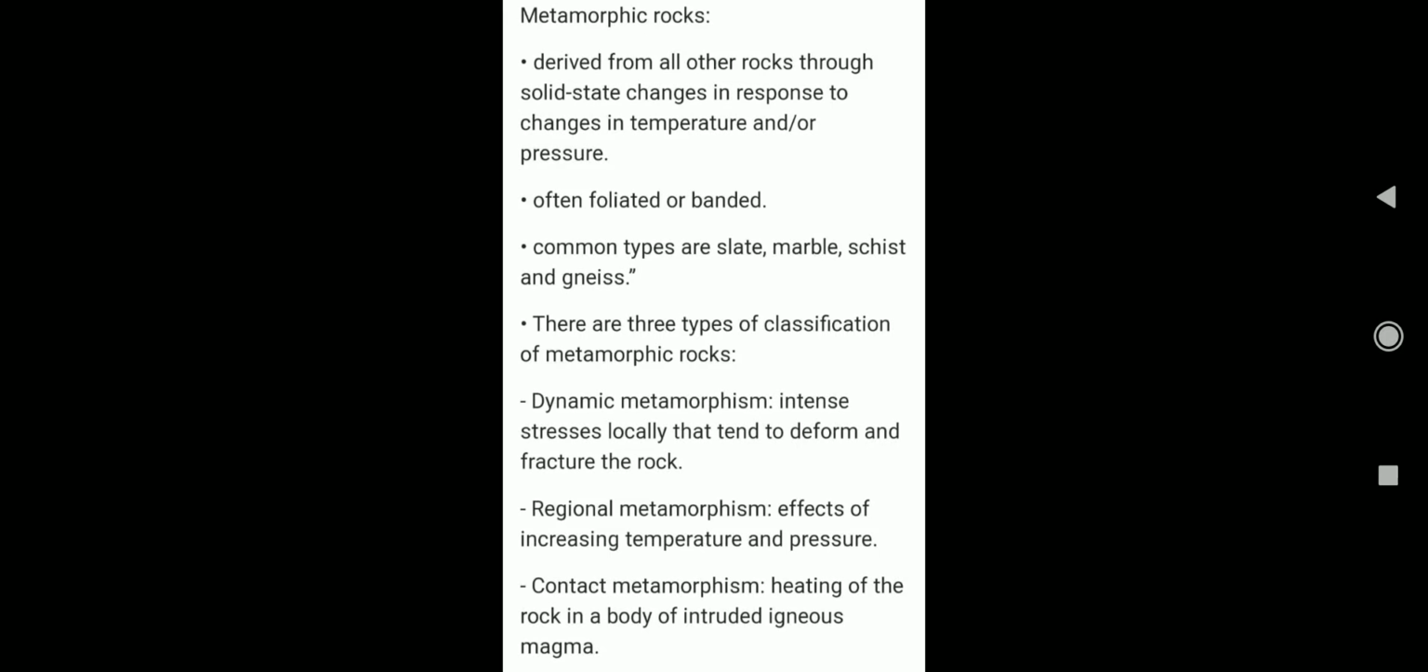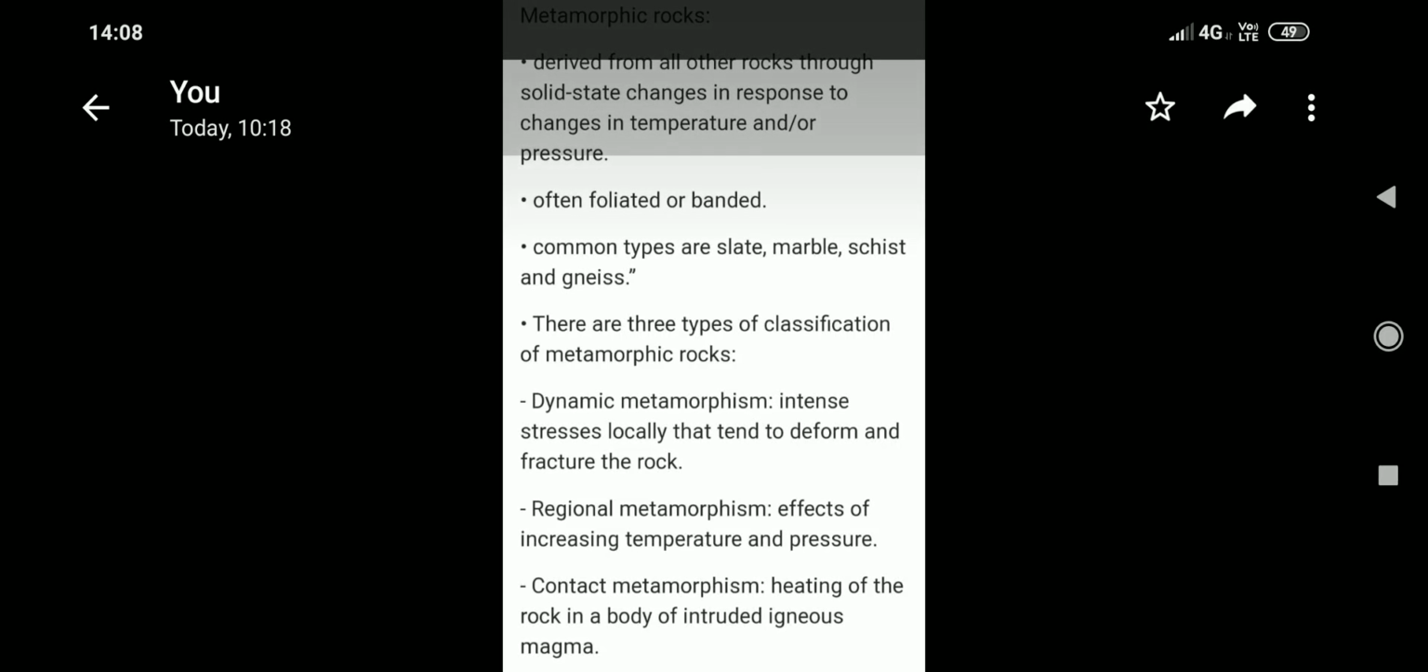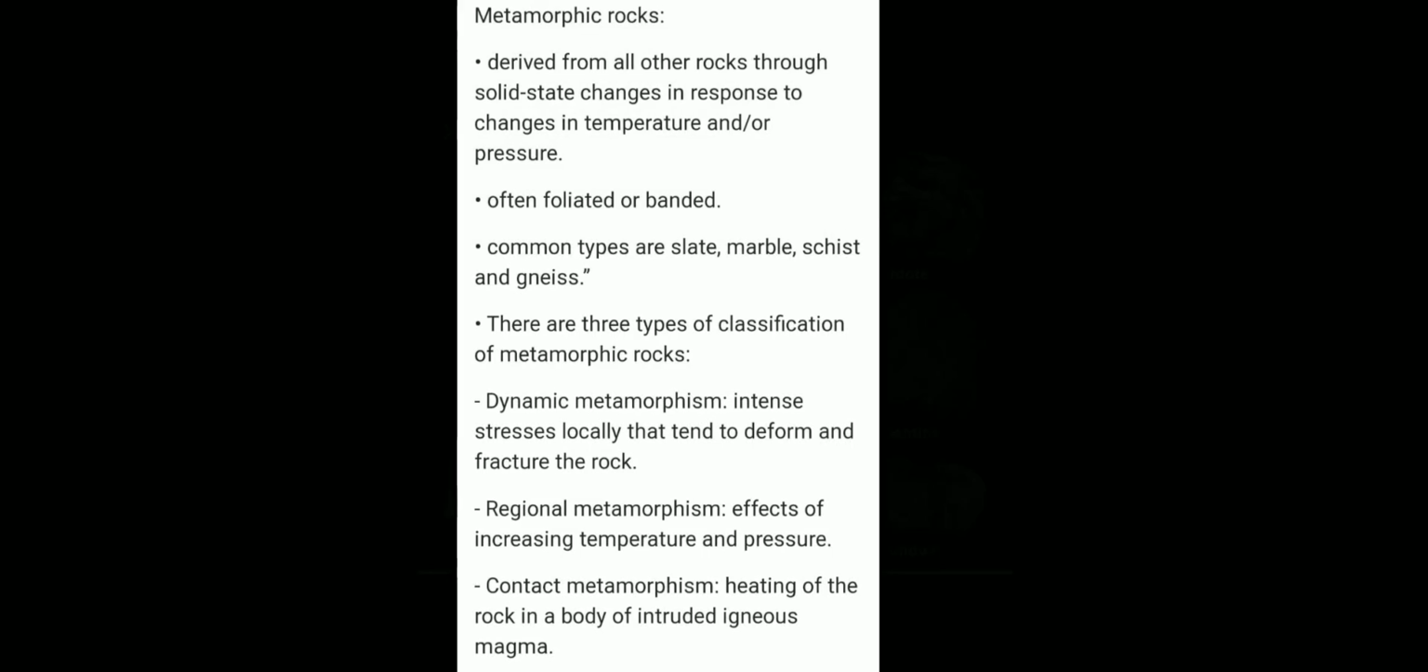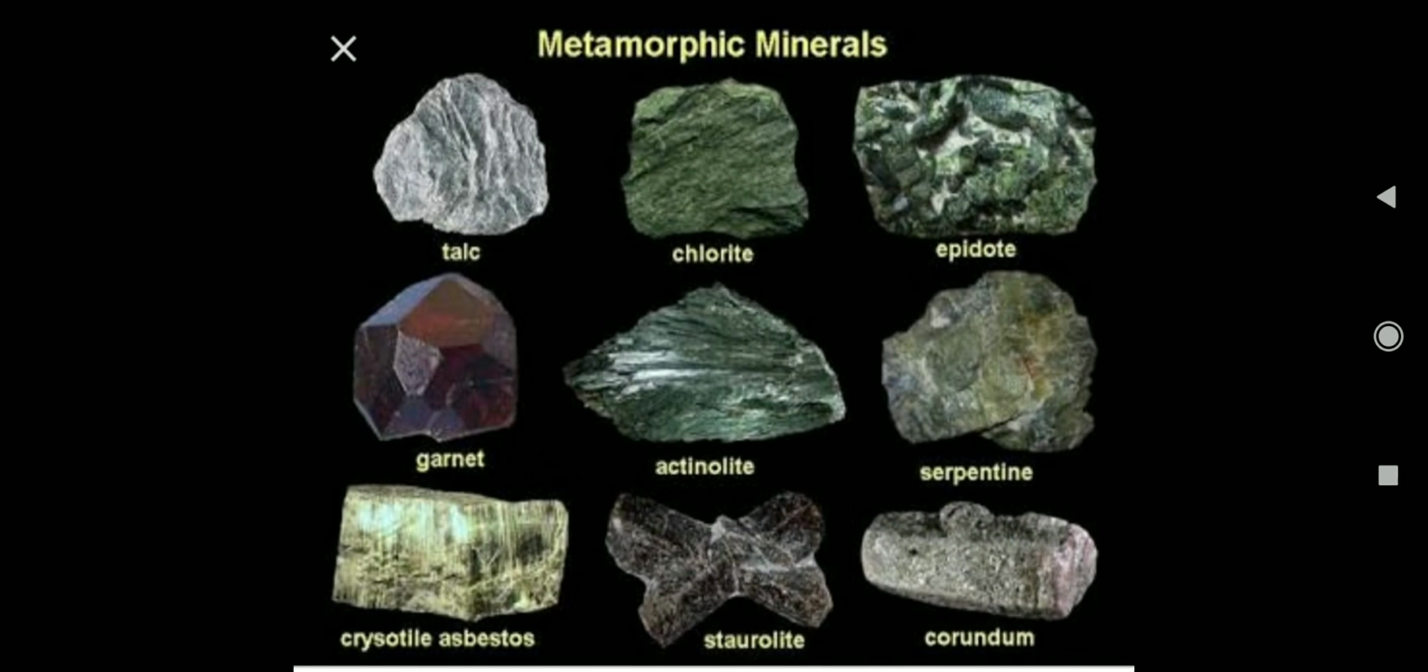Metamorphism is of three types: thermal metamorphism, dynamic metamorphism and regional metamorphism. Thermal metamorphism occurs when the transformation of the original rock takes place due to heat. Dynamic metamorphism occurs when the transformation takes place mainly because of pressure. Regional metamorphism occurs due to mountain building process.